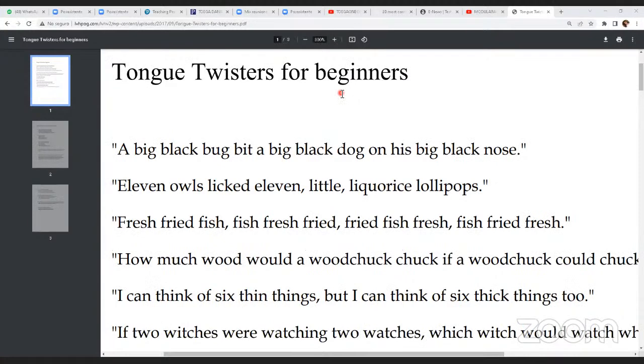Fresh fried fish, fish fresh fried, fried fish fresh, fish fried fresh. Fresh fried fish, fish fresh fried, fried fish fresh fries. No, the last one was fresh.